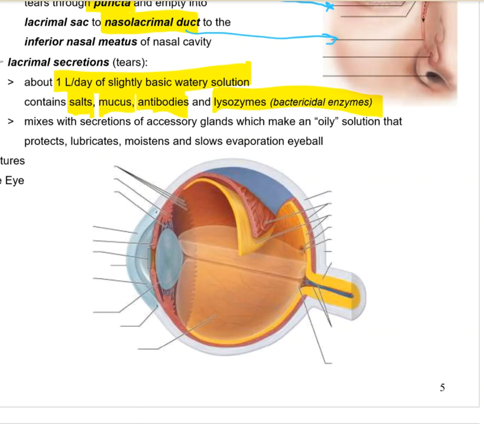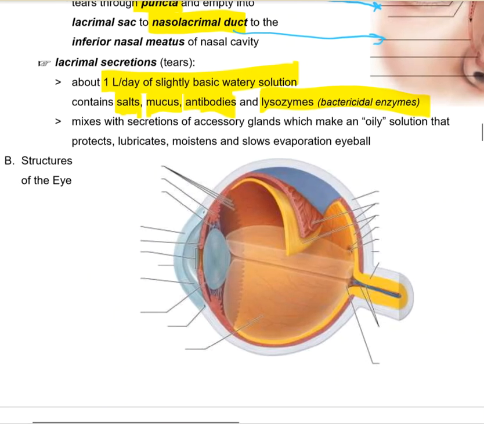It mixes with some secretions of the accessory glands, and that makes an oily solution, and that helps protect, lubricate, and moisten the eye and slow evaporation of the eye. And if you don't make enough tears, this is where we often have to go ahead and have someone put in artificial tears, right, eye drops into their eye to make sure they have enough liquid.